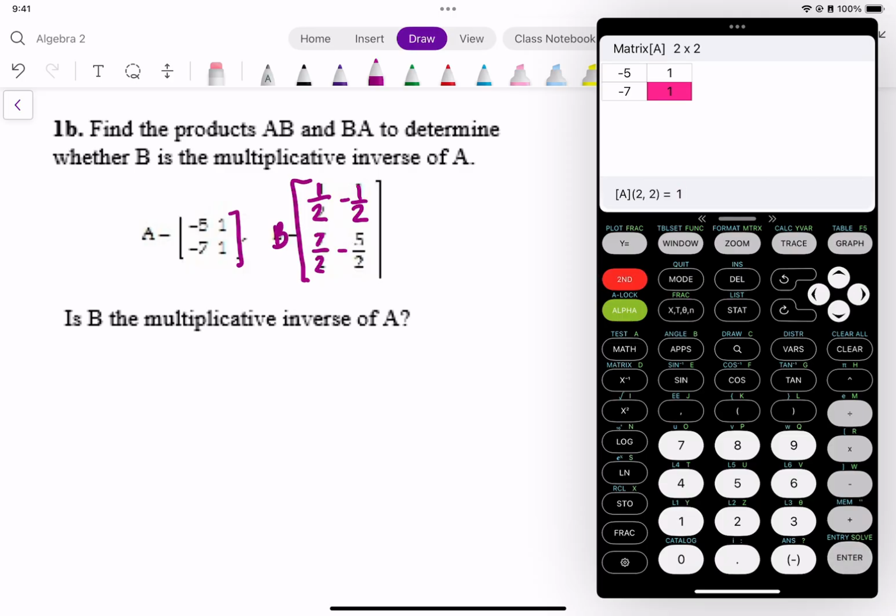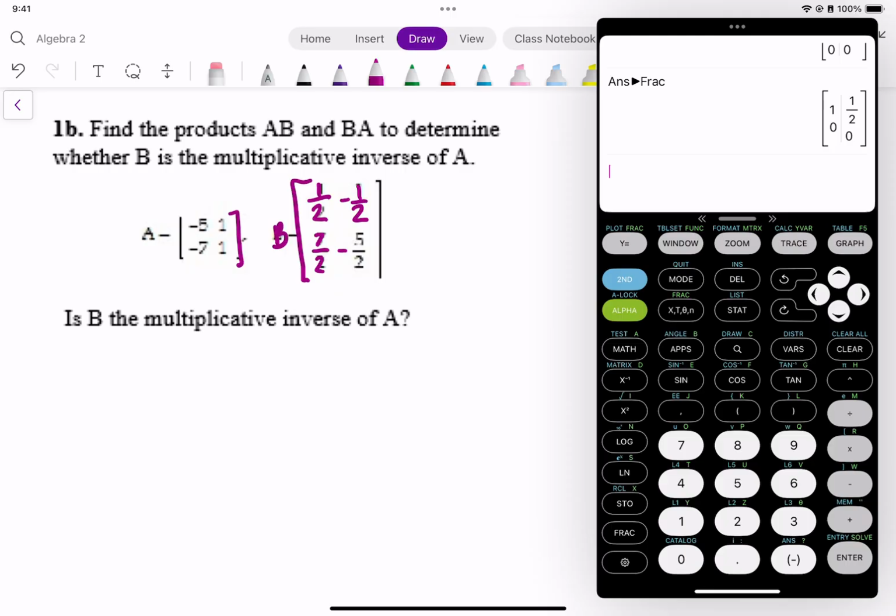Now again, second inverse, we go back to edit. Now I'm editing B. Again, on the first one, we have 1 over 2. If you don't trust yourself, try it again, but it's still 1 over 2. Then we have -1 over 2, enter. 7 over 2, enter. -5 over 2, enter. Okay, so let's go ahead and exit. And there we go. We have saved A and B.